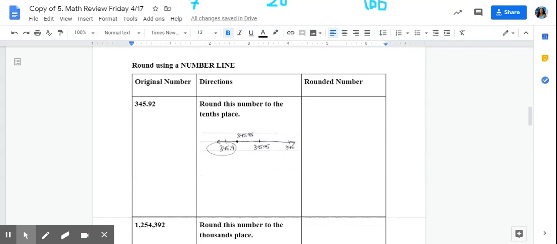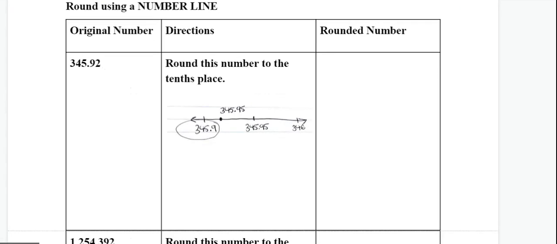Now we're going to round using a number line. So our original number is 345 and 92 hundredths. And we're going to round this number to the tenths place.